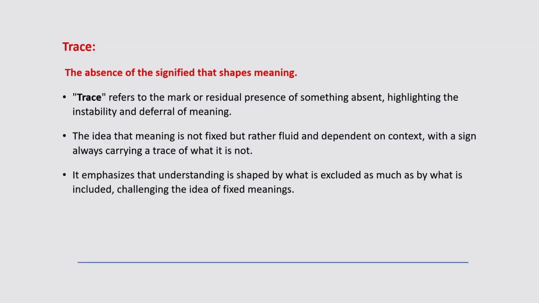And what you have to do is call them not signs, rather traces. So Derrida has substituted the term sign with trace, because sign has a meaning, but trace is something which has shadowy traces of several other ideas or interpretations. So this way we find that he emphasizes that understanding is shaped by what is excluded as much as by what is included. So meaning is what is there in it or what is not in it.